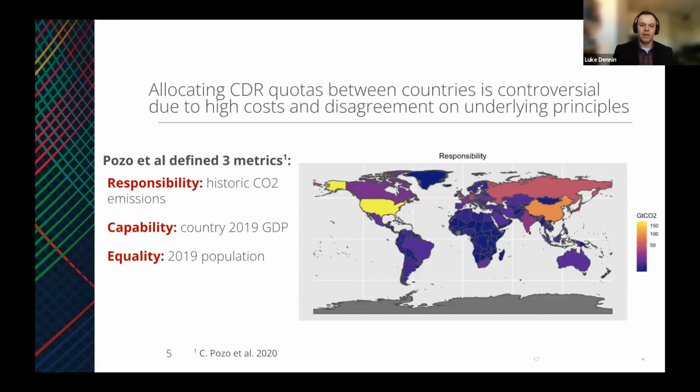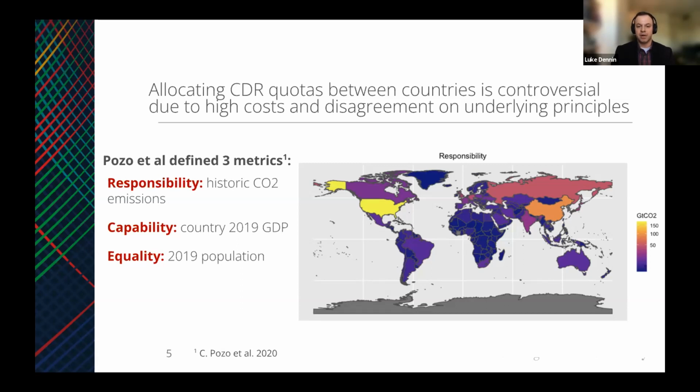All right, so while there's more general acceptance for the need for CDR technology, who will deploy this technology is contentious. As Katie just mentioned, CDR is expensive, and on top of that, these efforts will benefit the entire world. So there will inevitably be free riding. With this in mind, Pozo et al. defined three principles by which country-specific quotas could be determined, which we'll review here briefly.